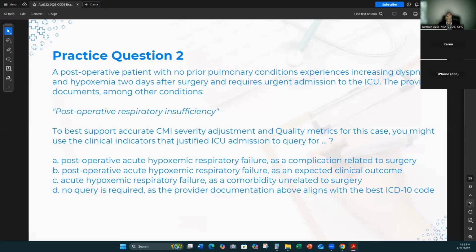So post-operative respiratory insufficiency, does that documentation and the assessment and plan match the clinical scenario particularly well? If you think it does, and D, no query required, we're good to go, with that documentation will be your choice. So yes or no to choice D, what do you say? I say no to choice D. Good. I say no to choice D as well. And why is that?